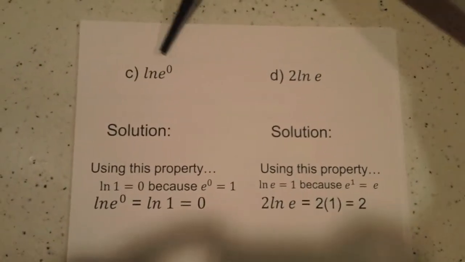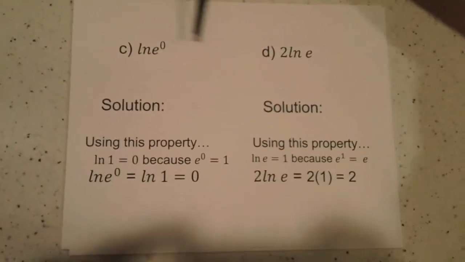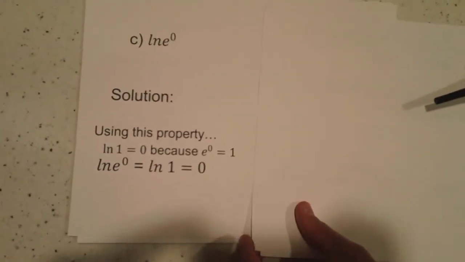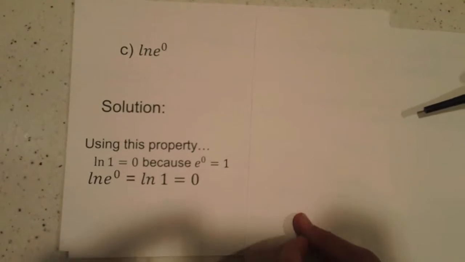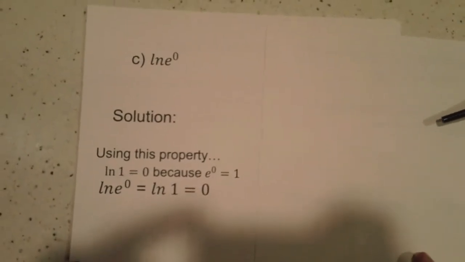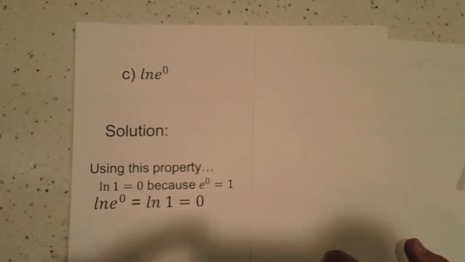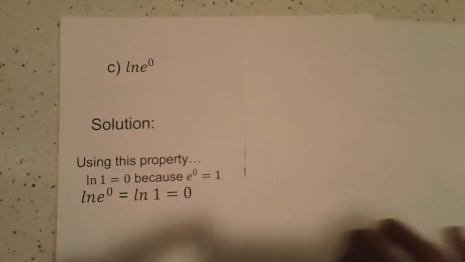C. The natural log of e to the 0. The solution, using this property, the natural log of 1 equals 0 because e to the 0 equals 1. Therefore, ln e to the 0 equals ln 1, which equals 0.